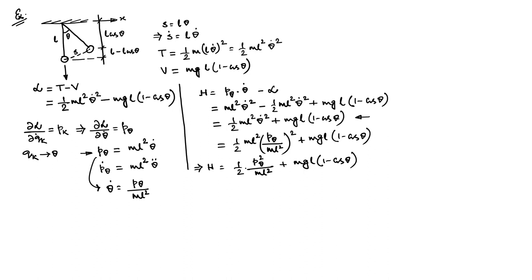We are almost there. If you recall, the first canonical form is partial differential of H with respect to q k is equal to minus p k dot. And the second one is partial differential of H with respect to generalized momentum is q k dot. Now, let us consider the first equation. In our problem, partial differential of H with respect to theta will be equal to minus p theta dot.